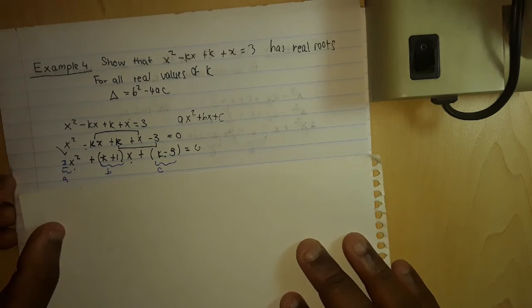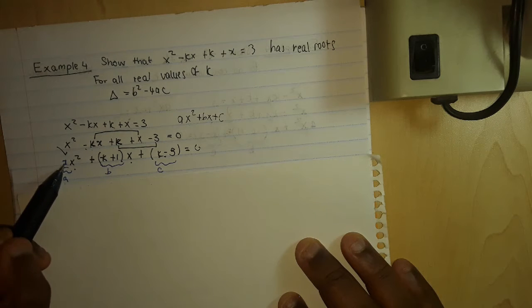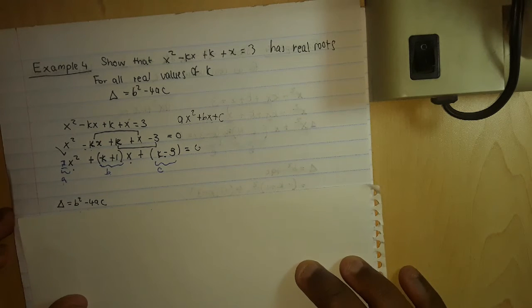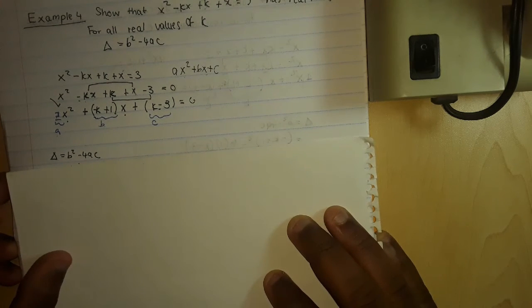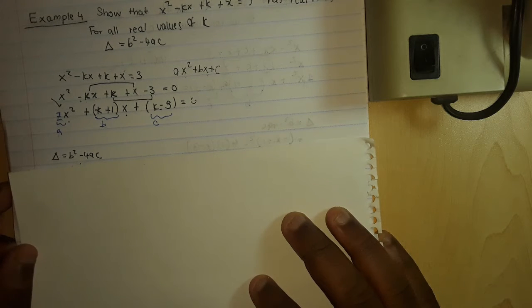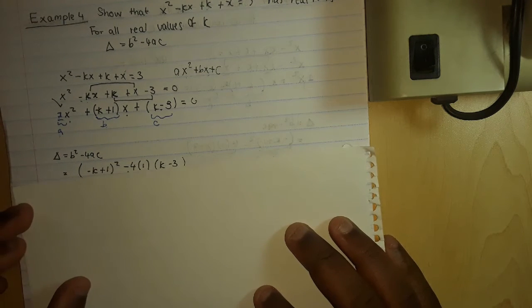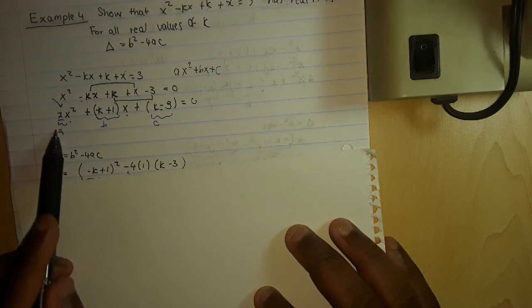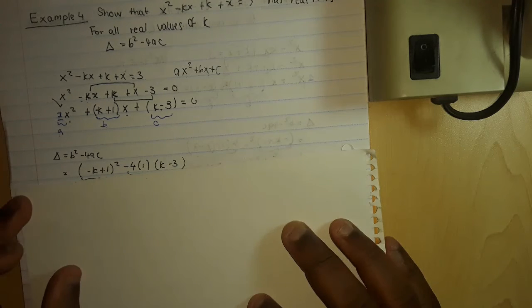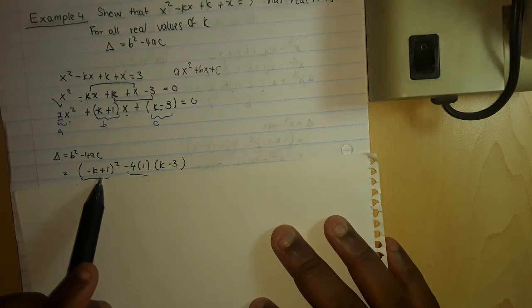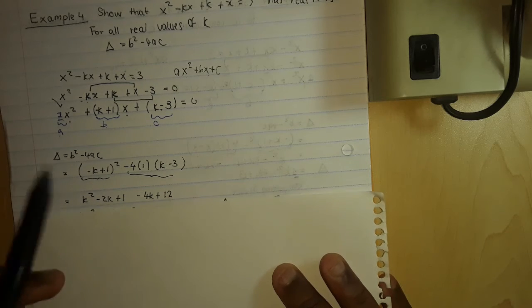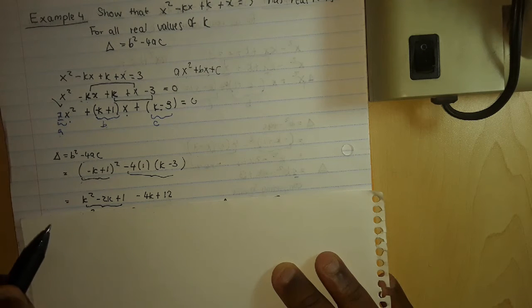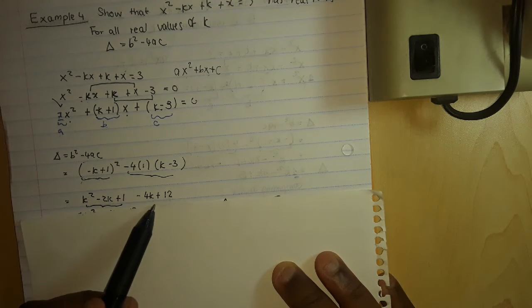From this, we see what our a, b and c are. Remember, our definition of delta is b squared minus 4ac, right? So we plug it in: we have our b squared, minus 4a, with our c, and we further simplify that. If we expand this expression and simplify, this is what we will have.